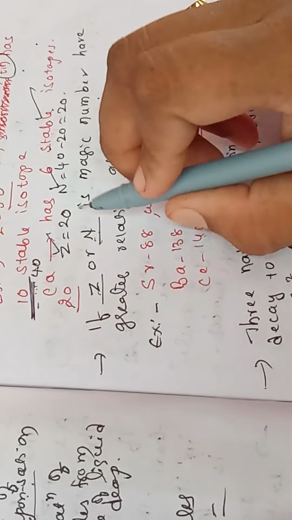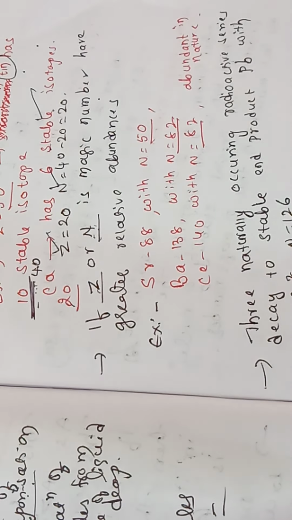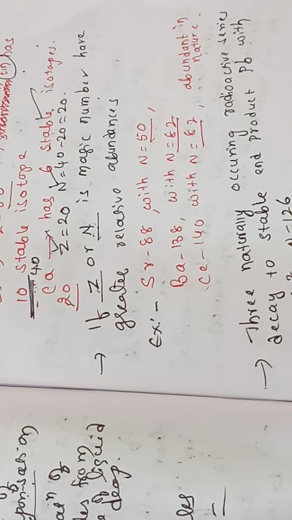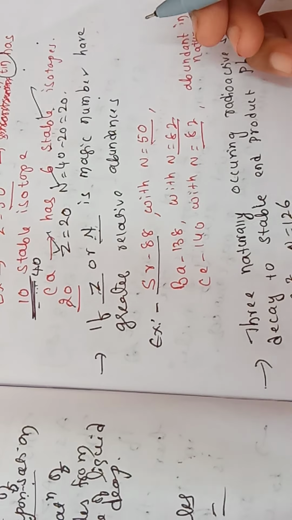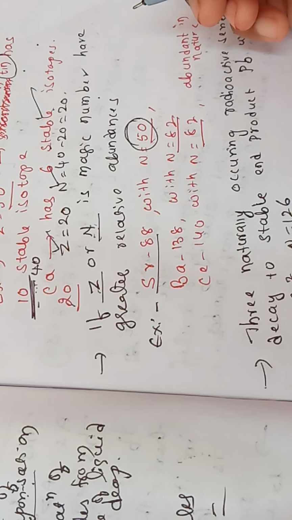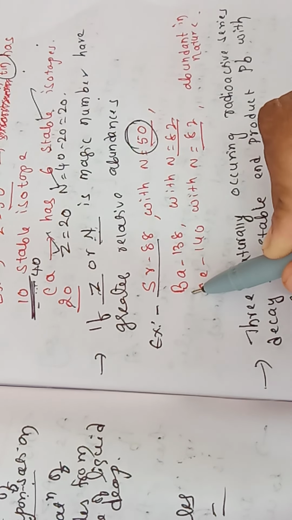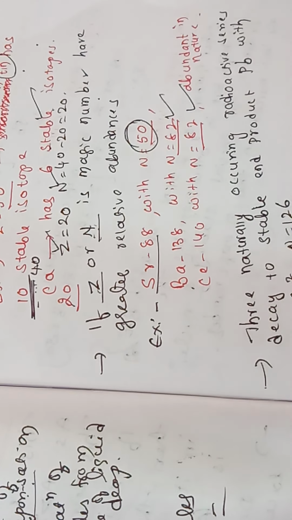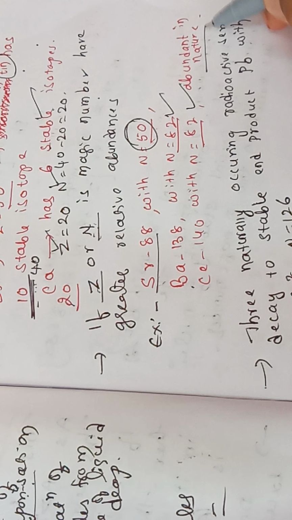Now such nuclei we find plenty in nature. They have greater relative abundances. So we will find it plenty in nature. For example, if we take this strontium 88, here the number of neutrons is a magic number. Now here if we take barium, here also the number of neutrons is a magic number. Atomic number is not a magic number. So they are found abundant in nature.